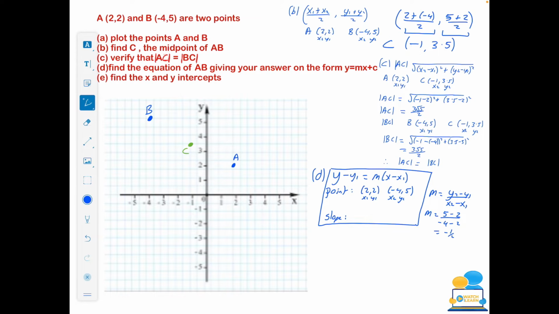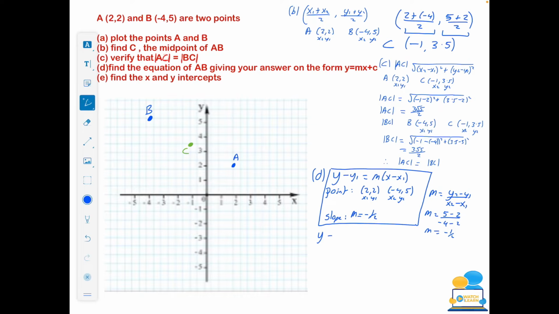Okay, and I get out the slope is equal to minus a half. I'm expecting that because this line here looks something like that. It's going downhill, so we're expecting a negative slope. So m is equal to minus a half. Now I have enough information so I can just sub it into my formula.